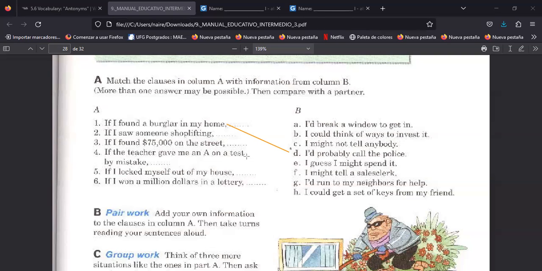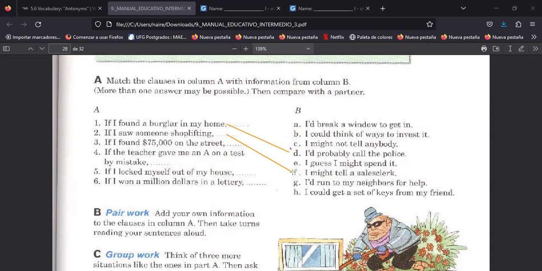I might tell a clerk. Number two, you have to select one possible answer from column B. If I saw someone shoplifting, I might tell a sales clerk. Okay, good. Let's see. Marlene, please continue. Number three.